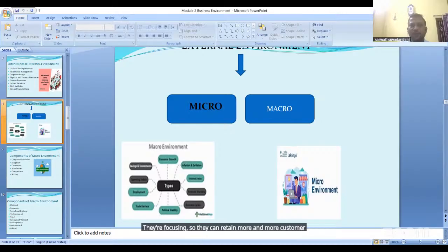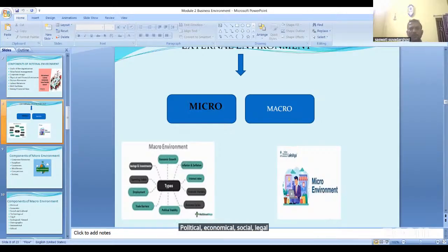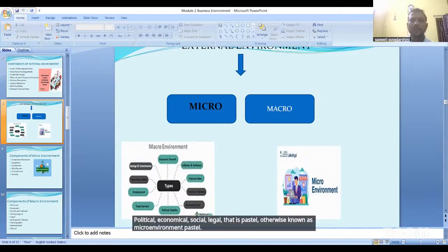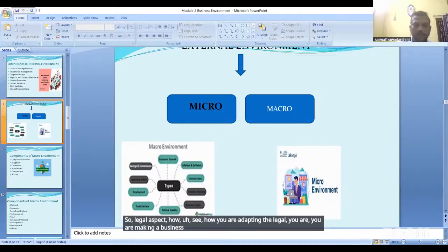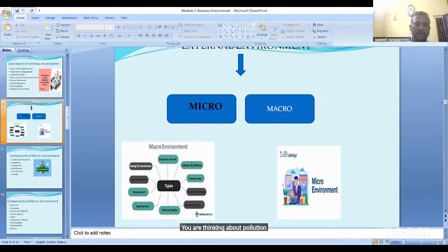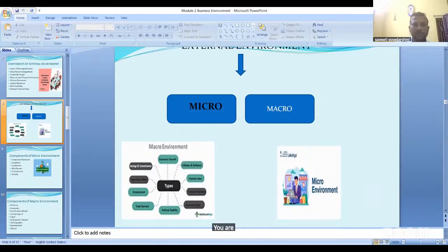Then the legal aspect. No doubt: political, economical, social, technological, legal, that is PESTLE, otherwise known as the PESTLE environment. So see how you are adopting the legal aspect. You are making a business, so you are thinking about pollution, parking, safety, hygiene, and the structure of salary.